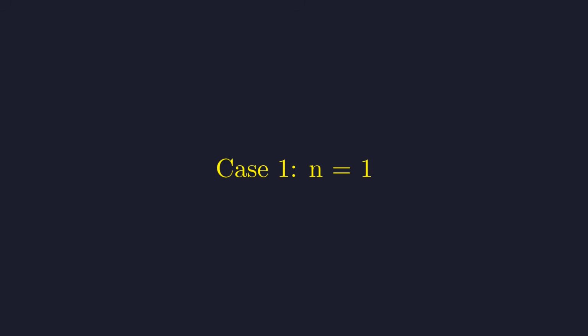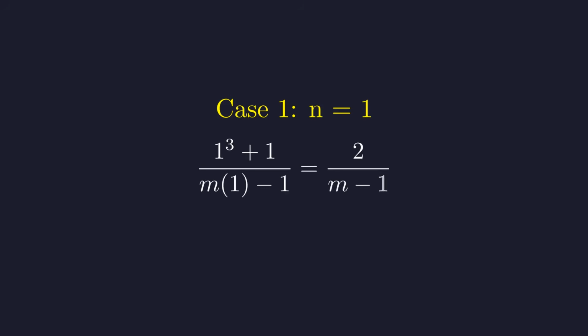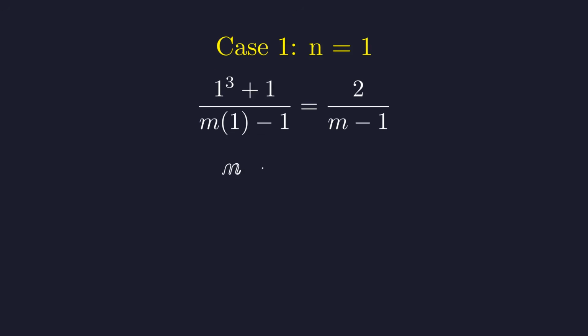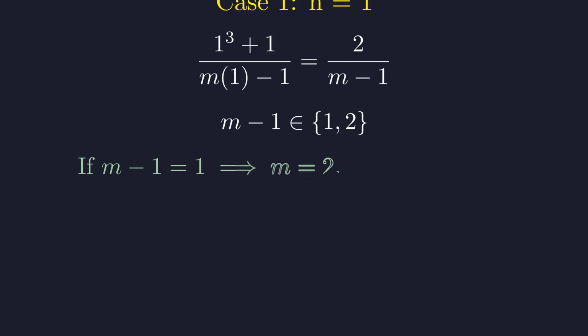Let's start with the smallest possible value for n. Plugging in n equals 1, our expression simplifies dramatically. For this to be an integer, m minus 1 must be a positive divisor of 2. So, m minus 1 can only be 1 or 2. If m minus 1 is 1, then m is 2. This gives the pair 2, 1. Our condition m is greater than or equal to n holds true.